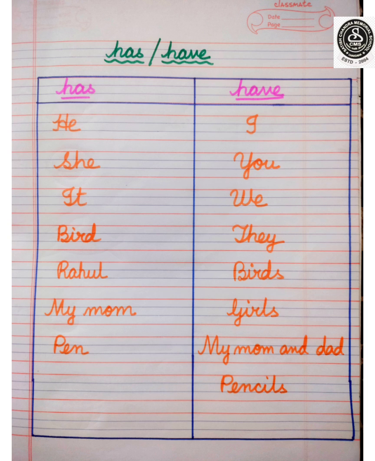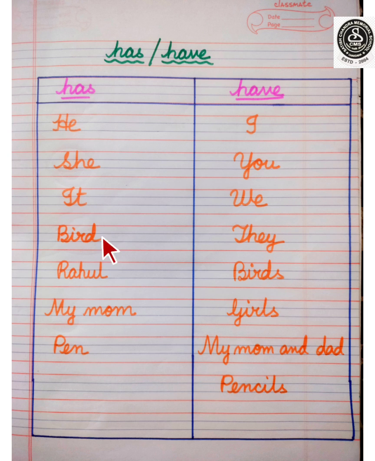Now, let's start from the first column. Our first column is has column. We use has with he. He means one boy. So we will use has with he. He has. Next, she. She means we are talking about only one girl. So we will use she has. Next, it. It means only one thing or one animal. So we can say it has.